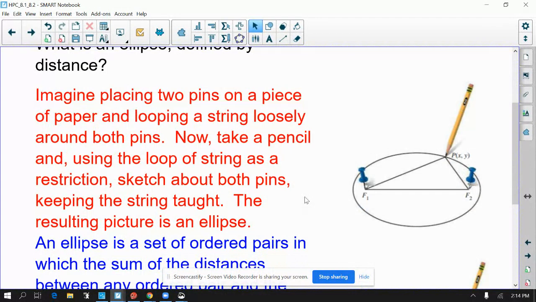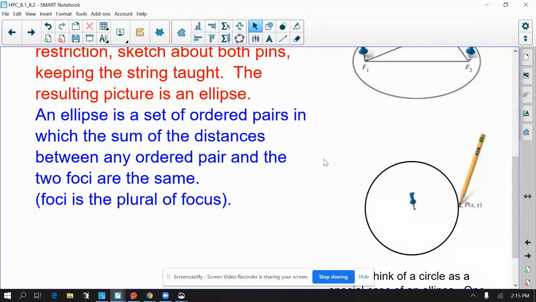This is a great visual. Imagine putting in two pins anywhere on a piece of paper, and then having a loose string. Take a pencil and put it inside the loop of the string and pull it taut, and then drag it all the way around, making sure that you keep the string straight. If you could do that, what you will have drawn is an ellipse.